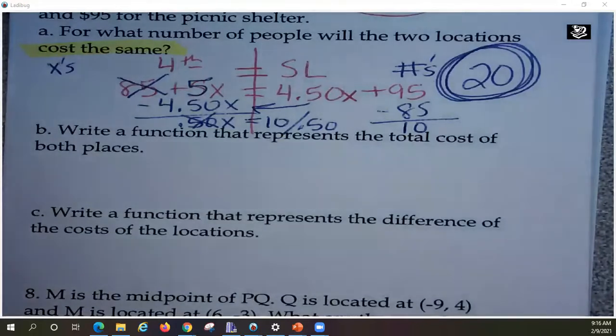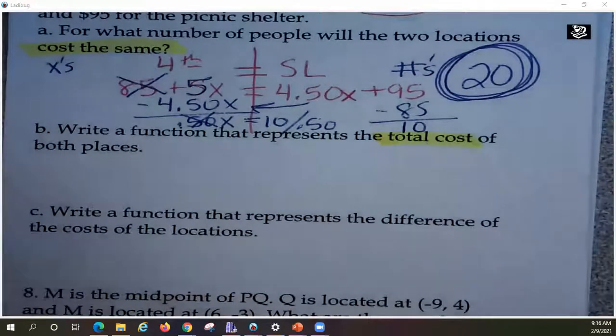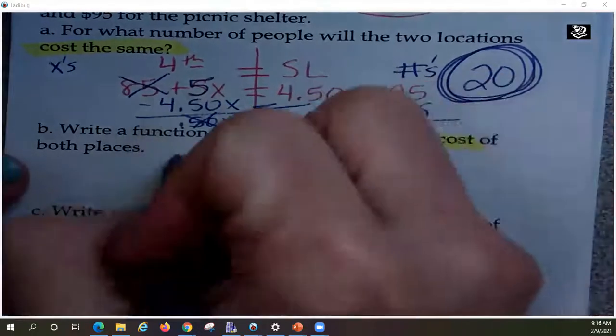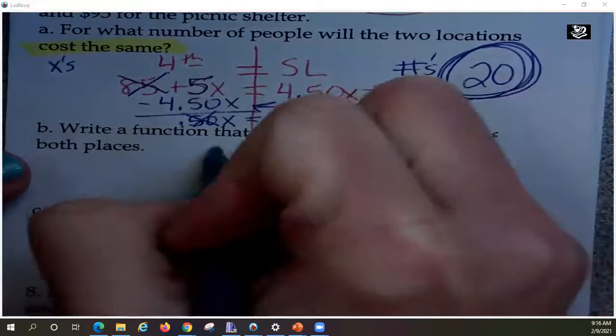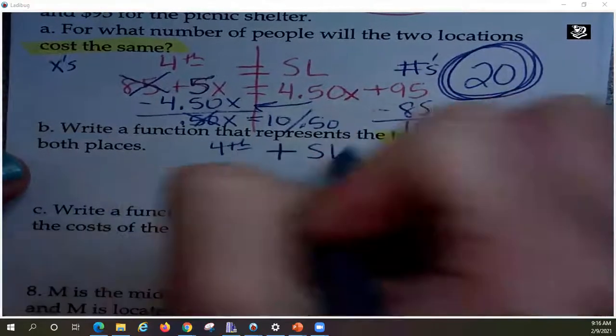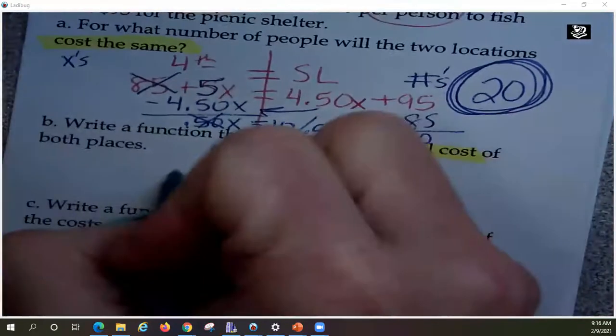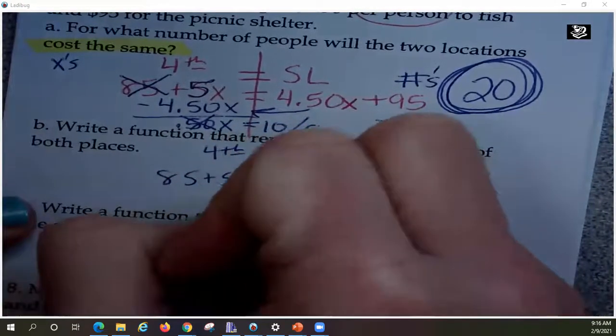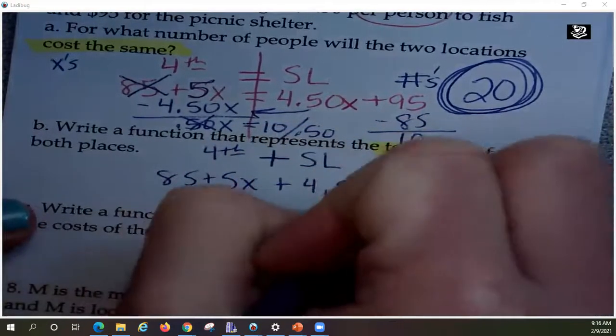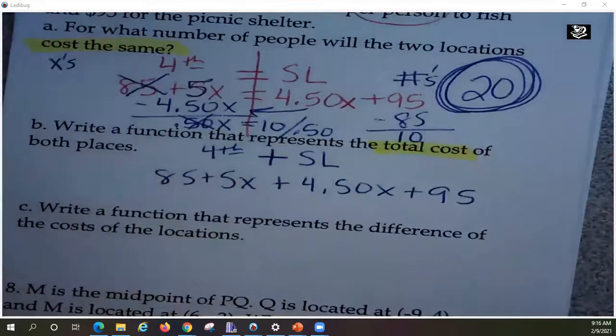Lindsay, what are you going to have to do for total cost? I think you're gonna have to combine like terms. Good. You're going to have to combine them. You're going to have to add them. You're going to have to add 4th of July and Salem Lake. So you're going to have to add 85 and 5x plus 4.50x plus 95. You're going to have to combine them.